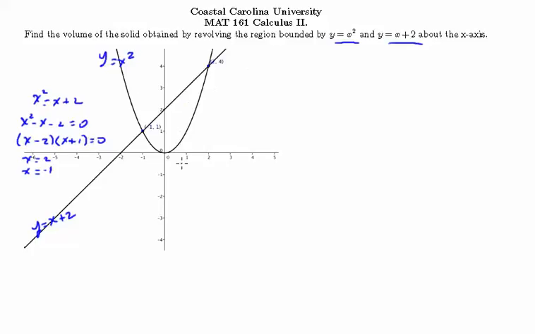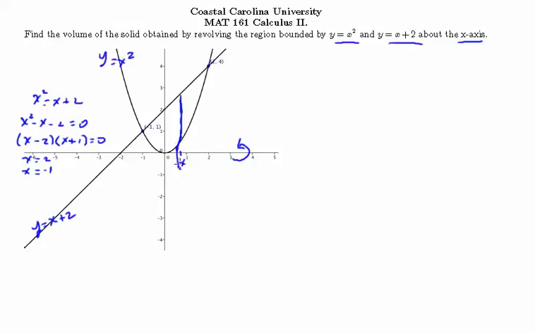So take a generic x between -1 and 2 and make a vertical line segment and then revolve this segment. They say to revolve it about the x-axis. Okay, we're going to revolve it about this axis. So what it means is this segment is revolved about the x-axis.